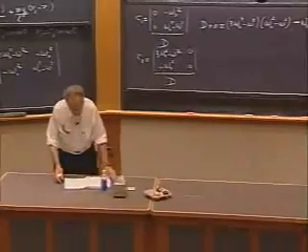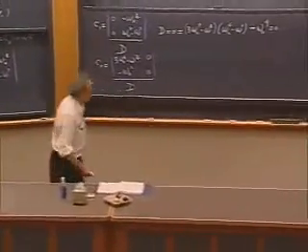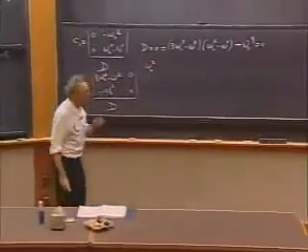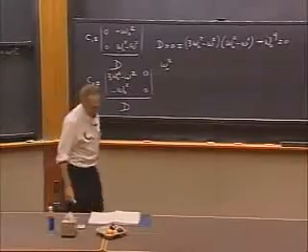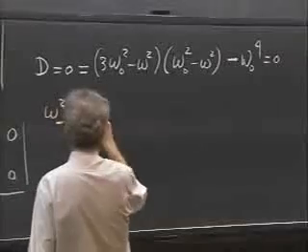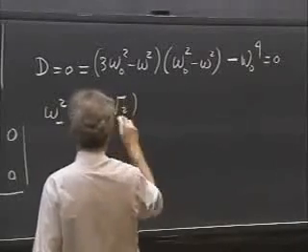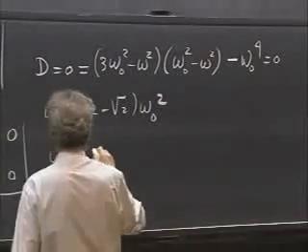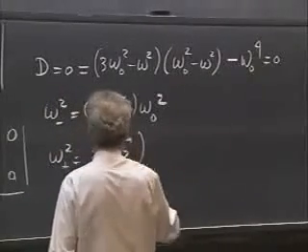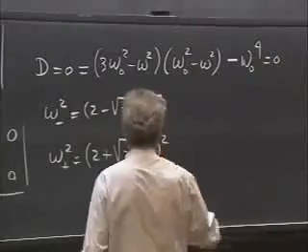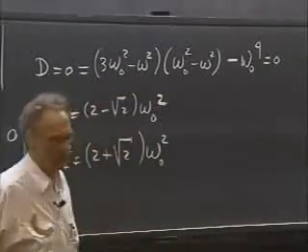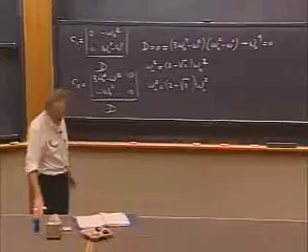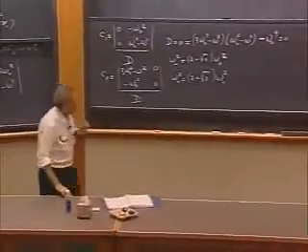This is utterly trivial. And out comes then that omega minus squared, which is the lowest frequency of the two, is 2 minus the square root of 2 times omega 0 squared, and omega plus squared is 2 plus the square root of 2 times omega 0 squared. So this step for you will take you no more than maybe half a minute. But be careful, because you can easily slip up, of course.